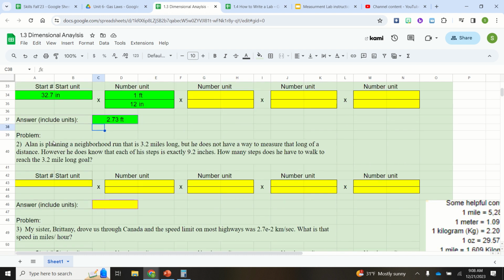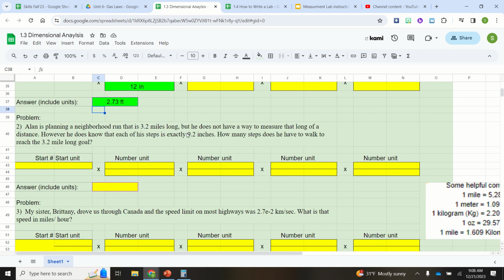All right, here we go with the next one. This one is a little different. It's a little bit more of a word problem, but that's okay. We're still going to use our same steps. Alan is planning a neighborhood run that is 3.2 miles long, but he does not have a way to measure that long of a distance. However, he does know that each of his steps is exactly 9.2 inches. How many steps does he have to walk to reach the 3.2 mile long goal?